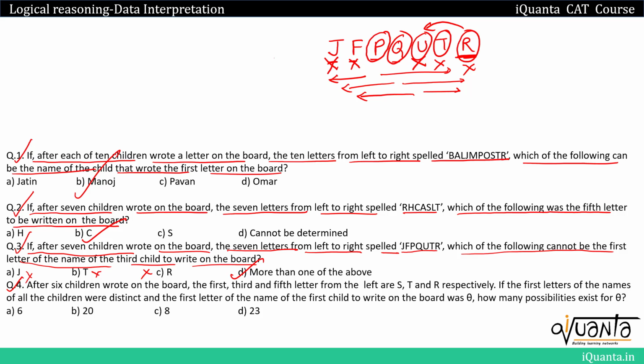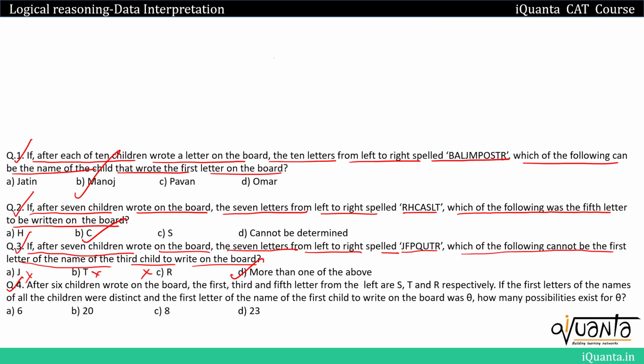Let's try to solve the last question now. The last question says that after 6 children wrote on the board, the first, the third and fifth letters from the left are S, T, R respectively. So 6 children are writing. We'll make 6 spaces: 1, 2, 3, 4, 5, 6. The first, third and fifth letters are S, T, R, so S, T, R will come over here.